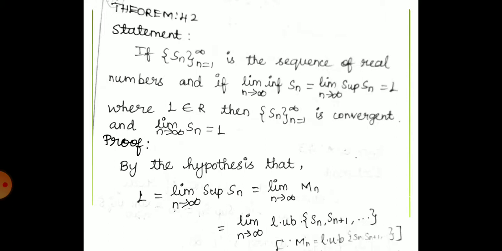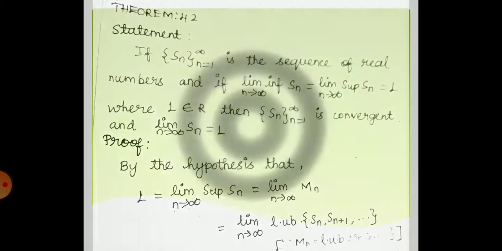Proof: by the hypothesis, L equals limit superior Sn, this is a given condition. So limit superior Sn equals limit Mn as per the definition of the limit superior. So it can be written as limit LUB of Sn plus 1 and so on, since Mn equals LUB of, as per the definition of the limit superior. Then for epsilon greater than 0, there exists n belongs to I such that modulus of LUB of Sn plus 1 minus L is less than epsilon, n greater than or equal to n1. So Sn is less than L plus epsilon, where n is greater than or equal to n1, which is the first equation.